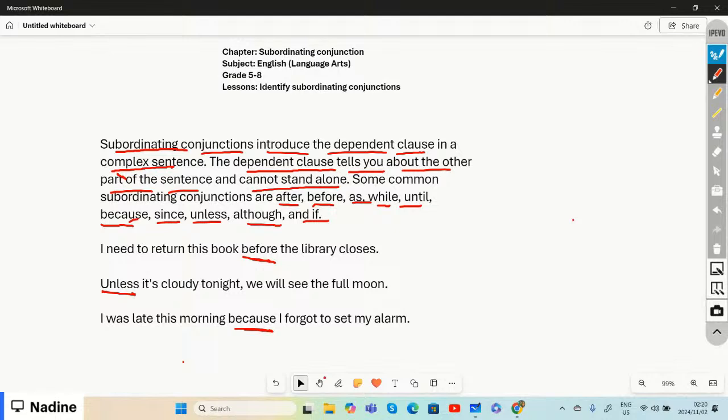I have to wear a dress since, yes, it is my birthday party. Well done. Since is our conjunction over there. Wow, so well done. I like that. I really like it.